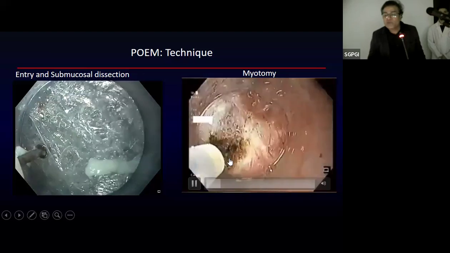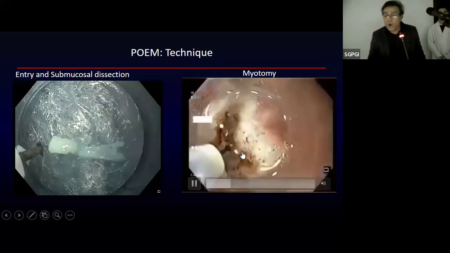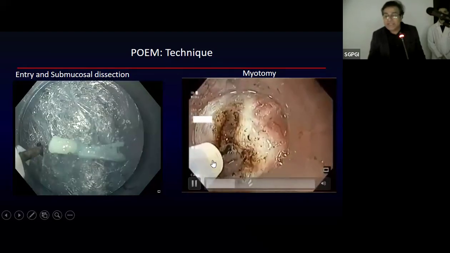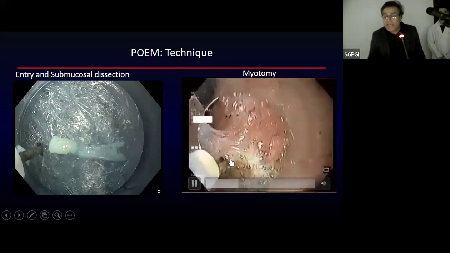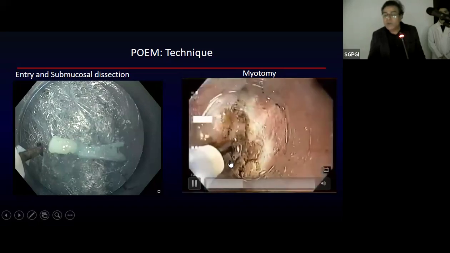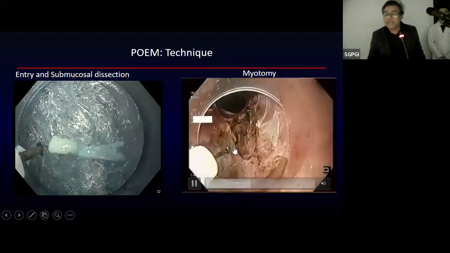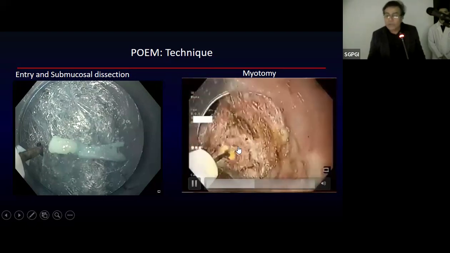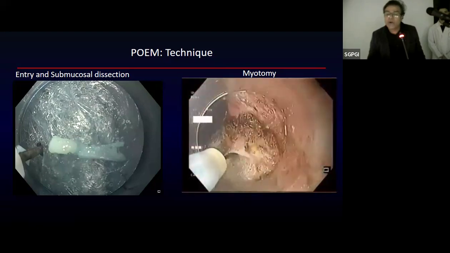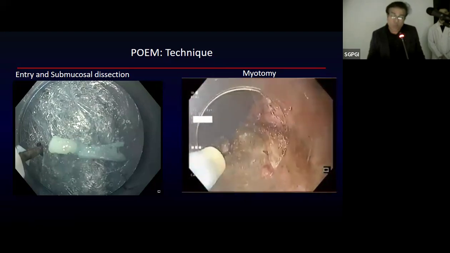Now, the muscles in the esophagus are primarily the circular muscle and the longitudinal muscle. You can see we are incising the circular muscle, and as soon as you incise the circular muscle, you can see the longitudinal muscle below. So there is a debate whether you should do a complete myotomy, that is both circular and longitudinal, or only one of them.